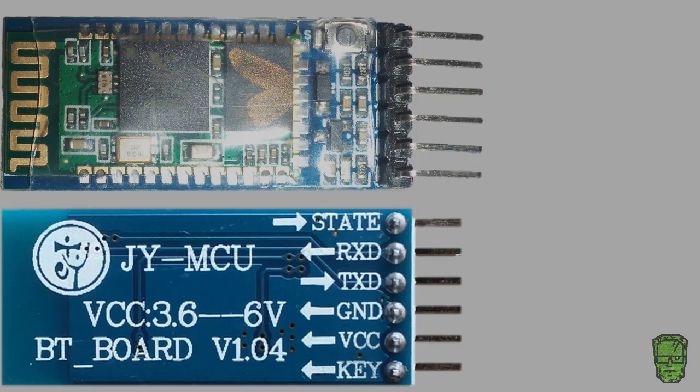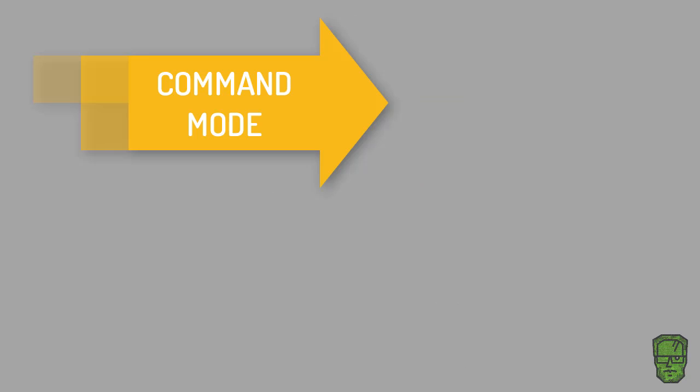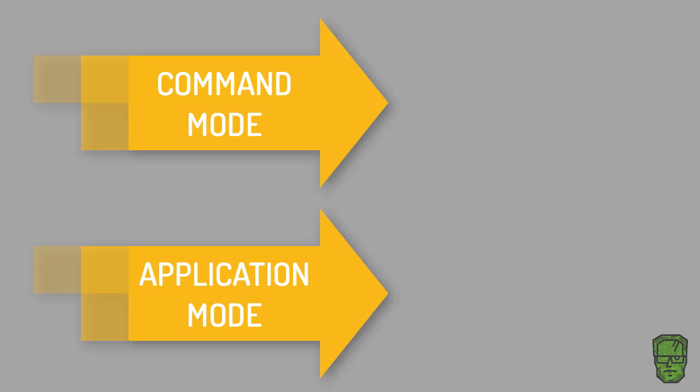There is one more thing I should discuss, which is the button switch. For the time being, just understand that this button helps us select between application mode and command mode. Further in this video, I will tell you how to use this button. There are two modes in this Bluetooth module. First is command mode and second is application mode. We'll cover both one by one.